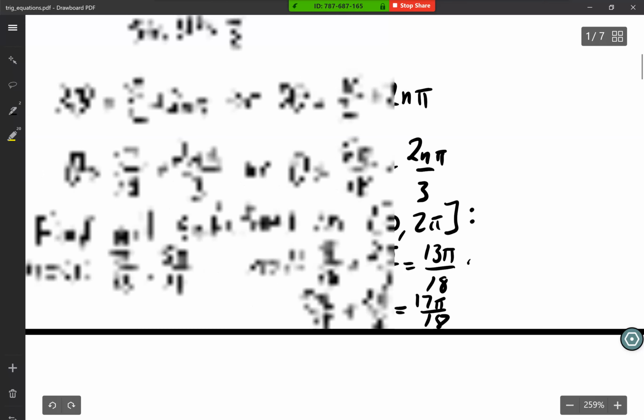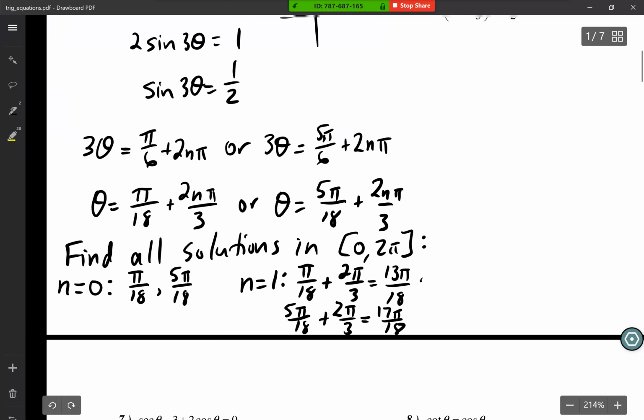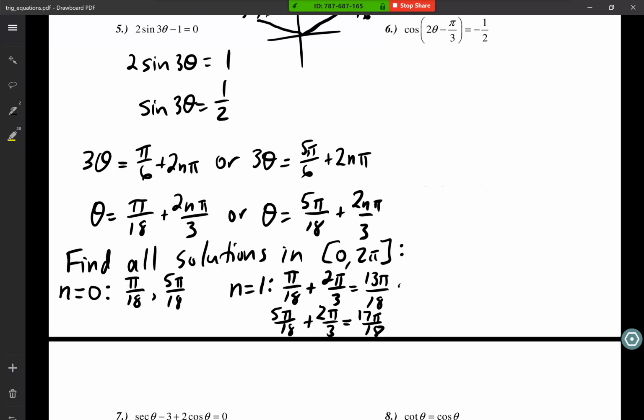A little bit bigger. Not quite so big. All right. So we found 2, and we've got 2 more. We can do this again for n equals 2. When I put in 2 for n, I get 4 pi over 3. Again, getting a common denominator, multiplying top and bottom by 6, I would get 24 pi over 18, plus another one gives me 25 pi over 18.